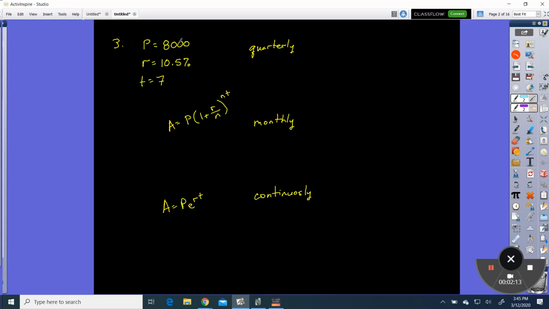Now, question 3, you're supposed to find out how much money $8,000 grows into at 10.5% interest in 7 years. So you're going to use this formula, A equals P times (1 plus r divided by n) to the nt. So I put it in here. P is 8,000. 1 plus the rate, 0.105. Time is, this is n, so quarterly means it's 4 per year. nt is 4 times 7. And so now I just type that in the calculator.